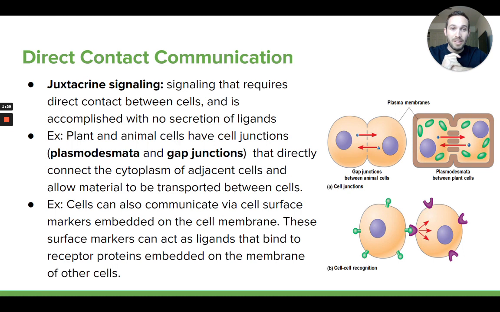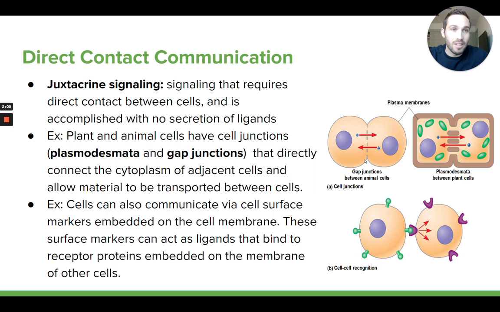This is going to involve no releasing of a signaling molecule. In this situation, the cell that's sending the signal is not going to secrete the ligand, the signaling molecule, that will then bind to the other cell. There is no secretion of a signaling molecule because it relies on them touching each other, basically.